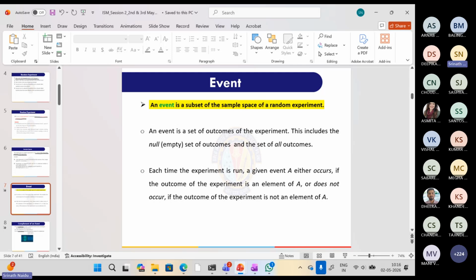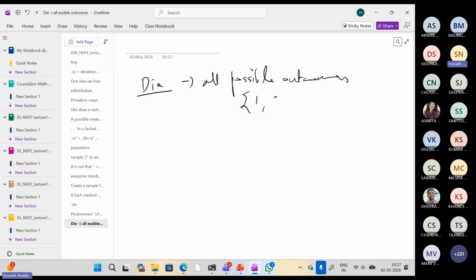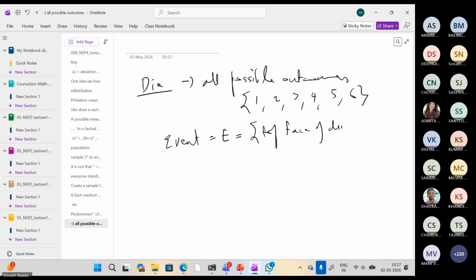So if I take a die, I say, here is a die. All possible outcomes would be 1, 2, 3, 4, 5, 6. Now I have an event. E is the top face of the die is an odd number.